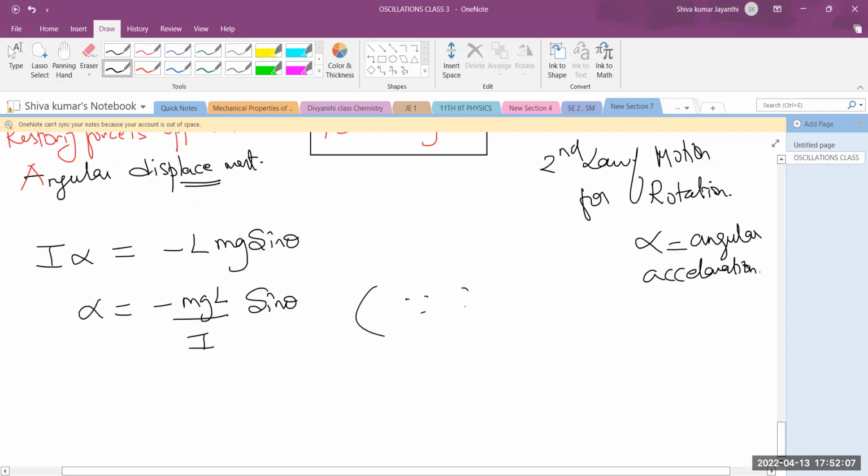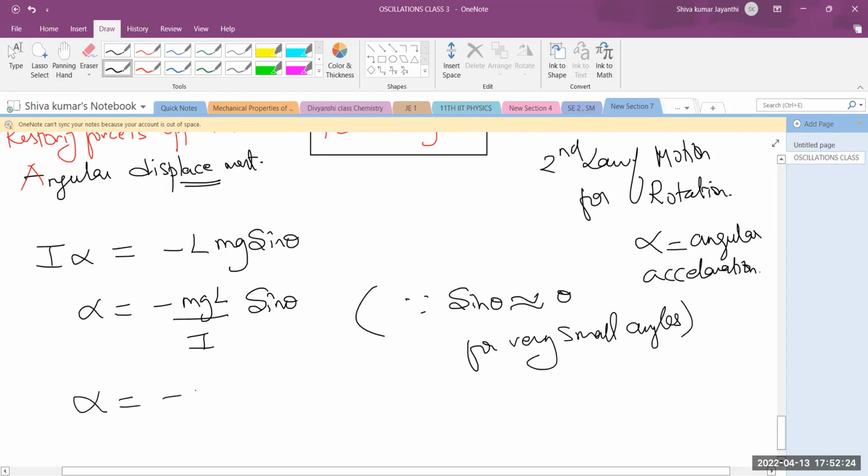Now, sin theta is almost equal to theta for very small angles. For very small angles, this is not true always. Very small angle. Then what happens? Alpha is equal to minus mgL by I, and sin theta becomes theta. Understood?